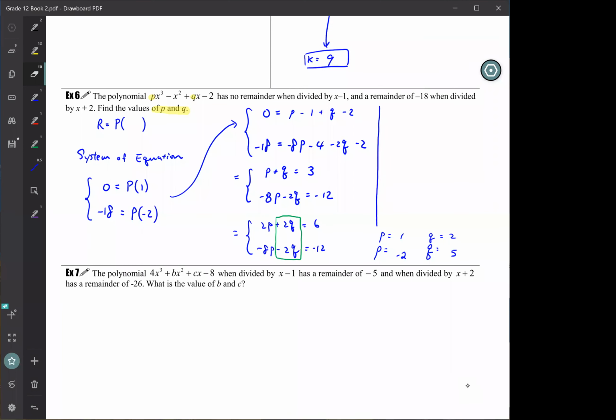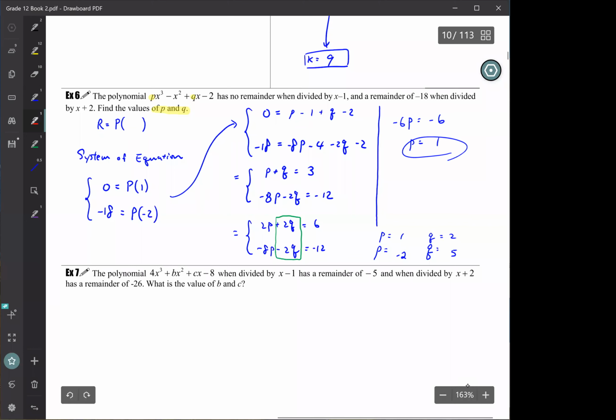This is called elimination. So we add the top and bottom, that will give you -6P equal to -6, so P will be 1. Once you got P equal to 1, you just sub into any one of the equations. You know P plus Q has to be 3, so Q must be 2. So the answer will be this one. Of course, substitution will work too. Doesn't matter.